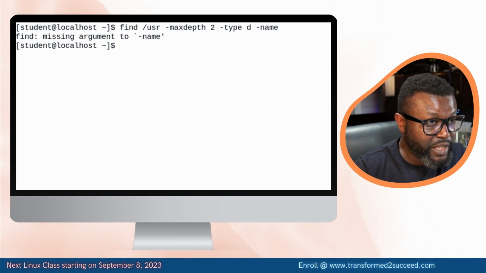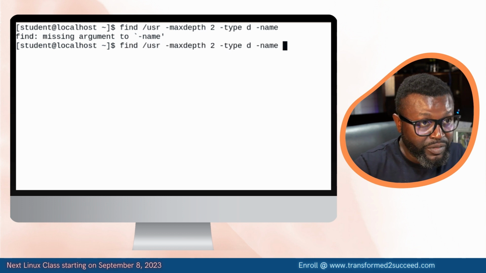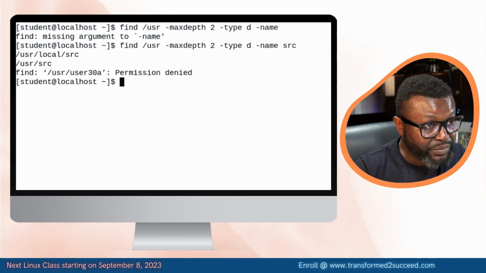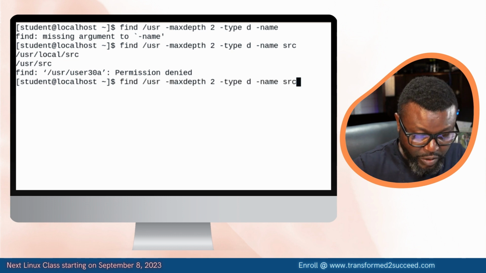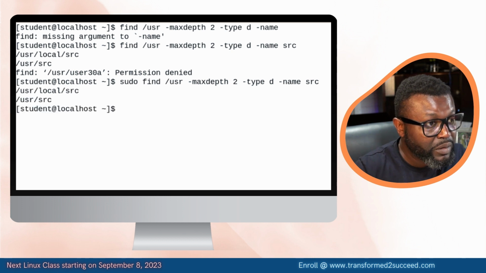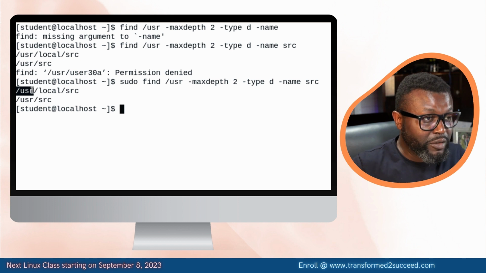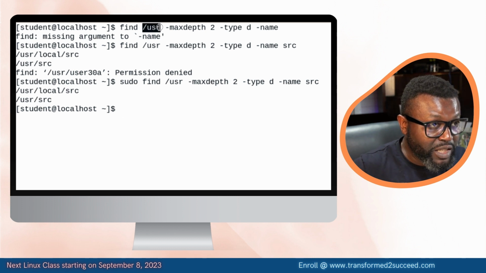So we're missing argument to name. We're gonna need to name a subdirectory name. Let's say src here. I'm gonna use the sudo command. So you see here, this is the user, the primary place where we want to be. Okay, that's the path. And then in this directory, we want to find everything that has the name src, and it should be a directory.